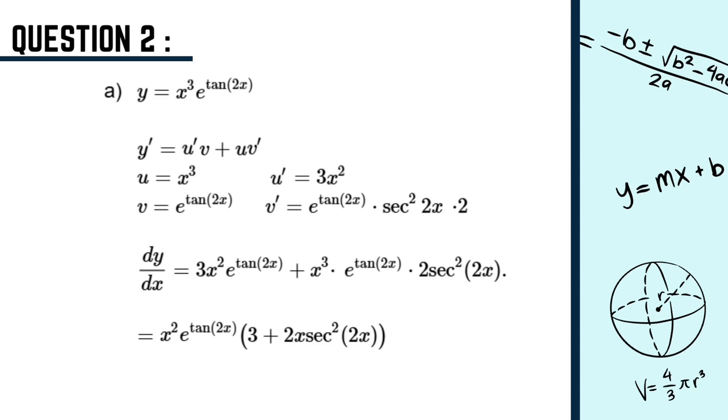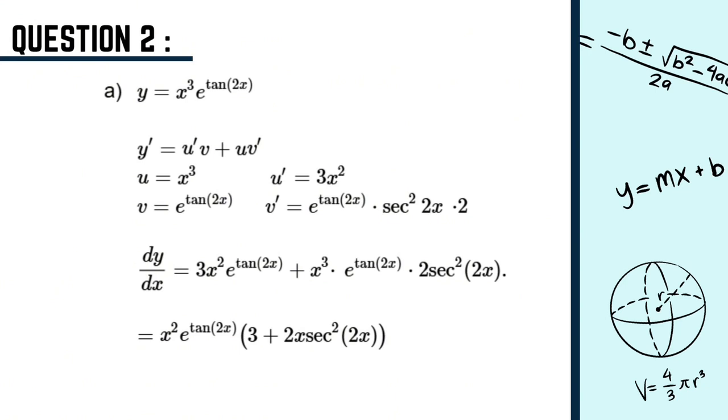So I will explain to you about question 2. Part A. The function is y equals x cubed times e to the power of tangent of 2x. Since it is a product of expressions, we use the product rule. First, differentiate x cubed, the result is 3x squared. Next, differentiate e to the power of tangent of 2x. We use the chain rule. The derivative of tangent of 2x is 2 times secant squared of 2x.